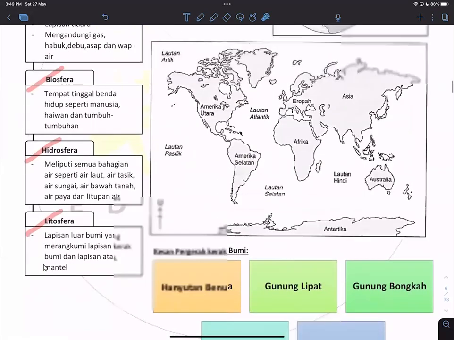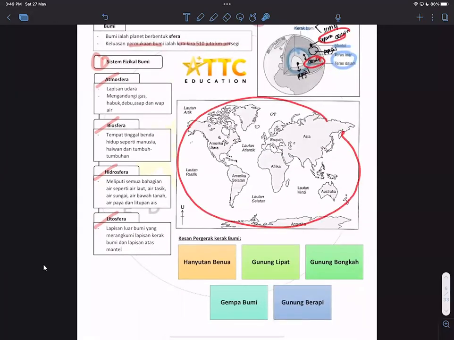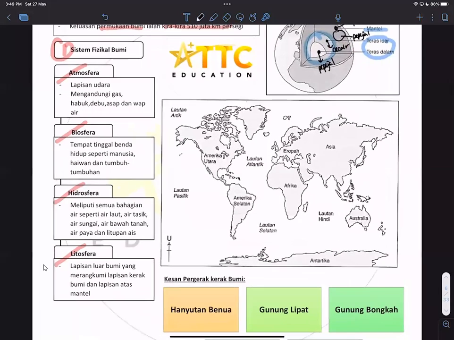Okay, so this is our yesterday syllabus, right? So remember, highlight the first one. Largest continent, Asia. Second largest continent, Africa. So the third one, America Utara. Fourth one, America Selatan. The fifth one, which one is the fifth one? The fifth one is Antarctica. Number 6, Europa. 7, Australia. This is just benua.